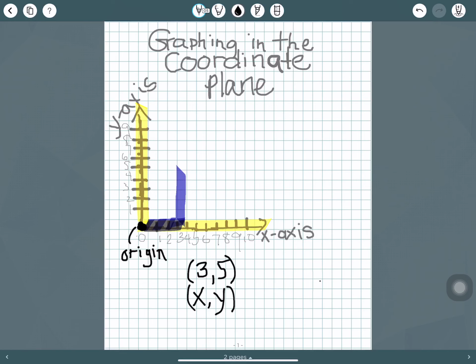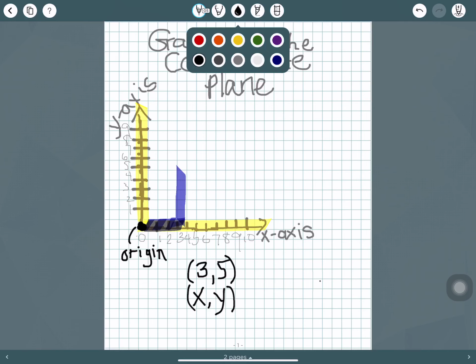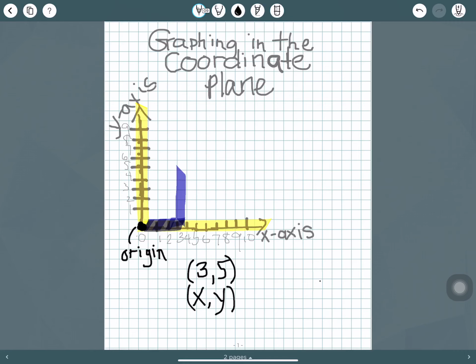So our point would be right there at 3, comma 5. The origin, for example, would be at the point 0, 0.